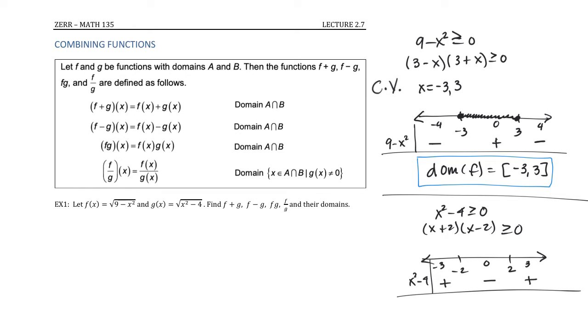So we want to know when it's positive. Well, it's actually equal to 0 at those key values, and then it can be positive in 2 different sections. So we would go from -infinity to -2 inclusive, or from 2 to infinity. So that's the domain for g.